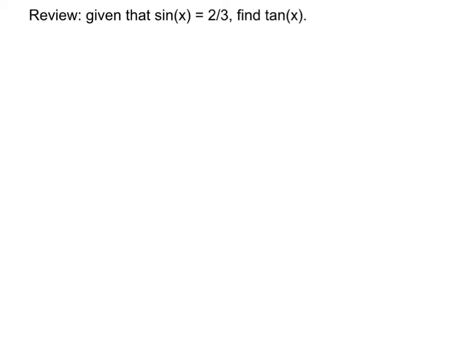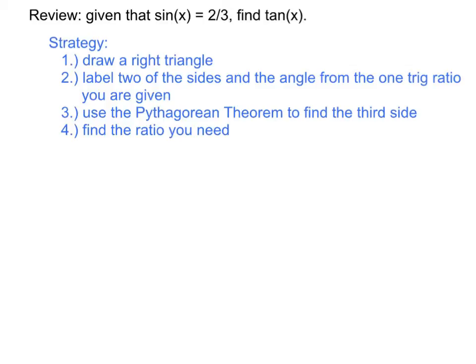So here's my first review example. Given that the sine of some angle is 2/3, find the tangent of that angle. I copied in our strategy from the last page so you could see step by step how we do it. The first step is to draw a right triangle. You may remember from math analysis or calculus that it depends on what quadrant we're in. It matters for this one because we're working with a number. In the later problems, it really doesn't matter. I'm always going to draw it like this.